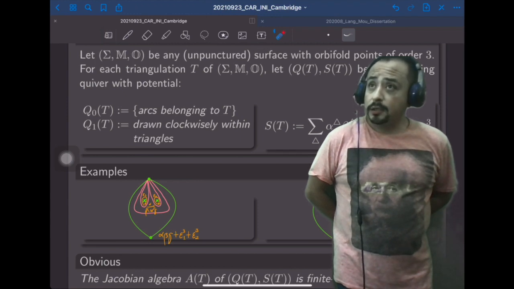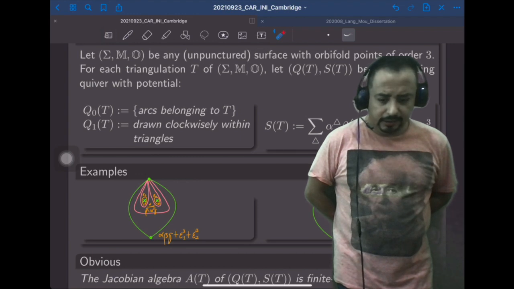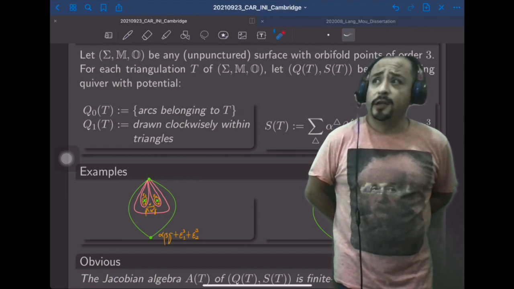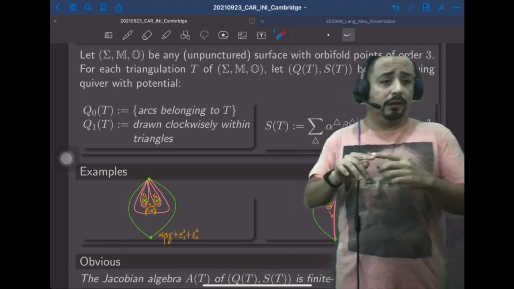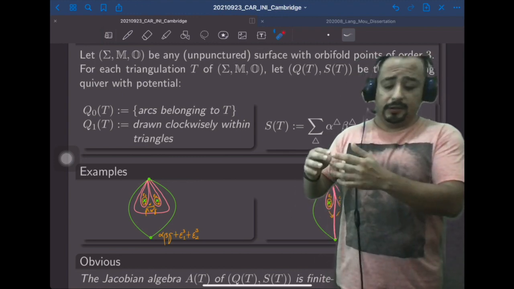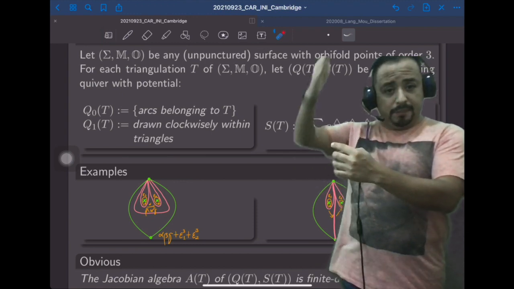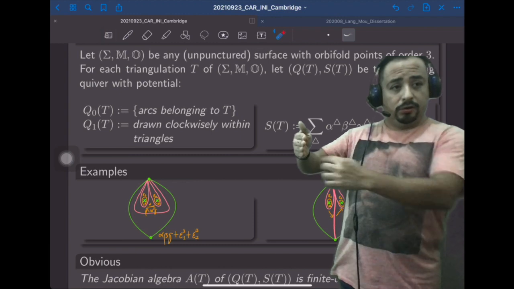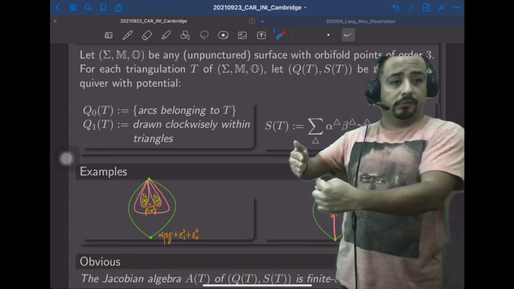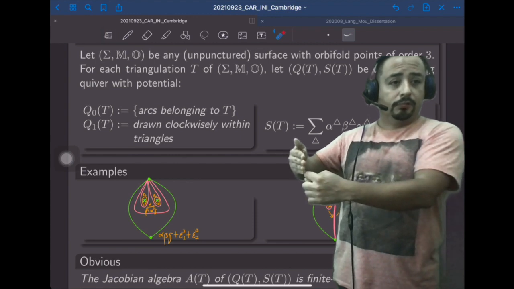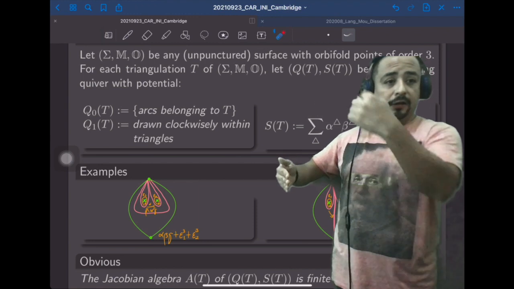Yes, I think they are finite dimensional, and this is not hard to prove. The intuition is that if you have a marked point, since you have boundary, you cannot circle around it. So the path becomes zero very quickly in a way.